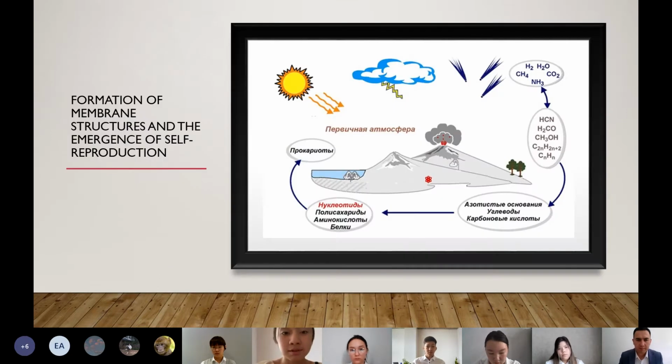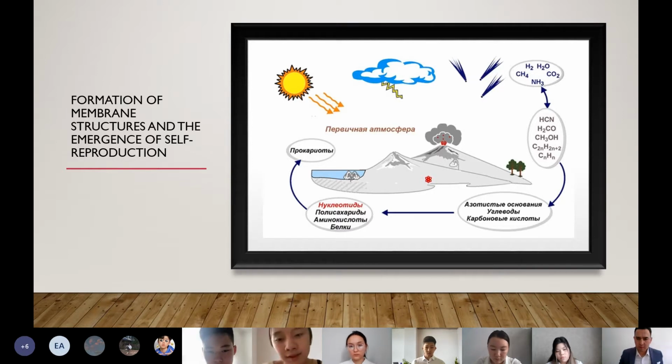Next, the formation of membrane structures and the emergence of self-reproduction. Proteins formed colloidal complexes, attracting water molecules to themselves. This is how coacervate drops appeared, clusters of organic matter isolated from the rest of the water mass. Organic compounds from the environment entered the coacervates, resulting in the formation of more complex substances. They could merge and grow in size.